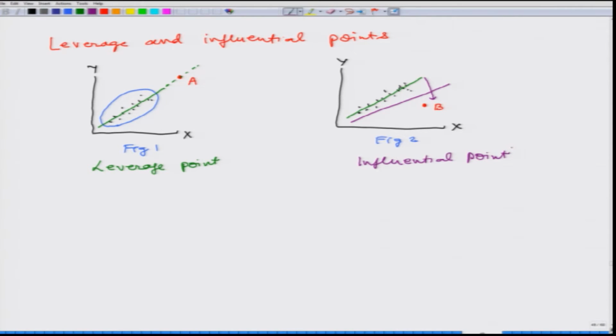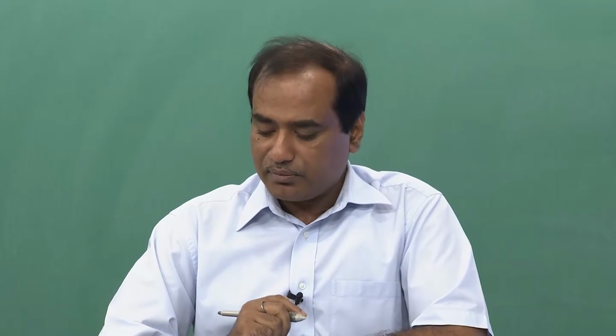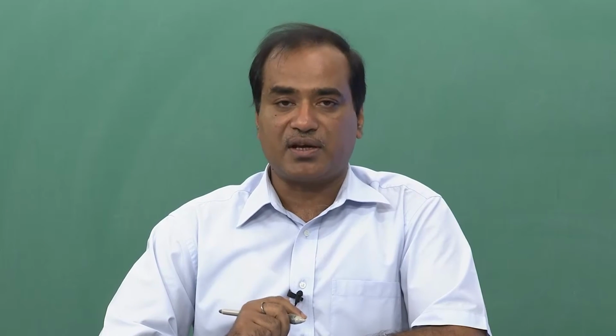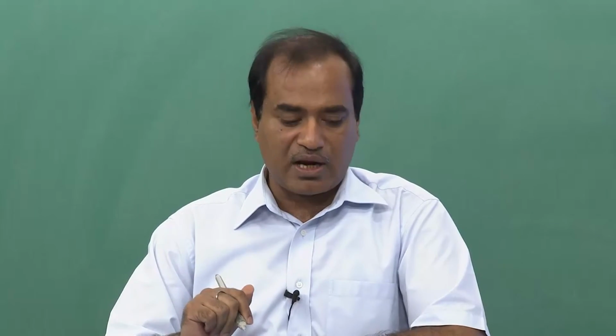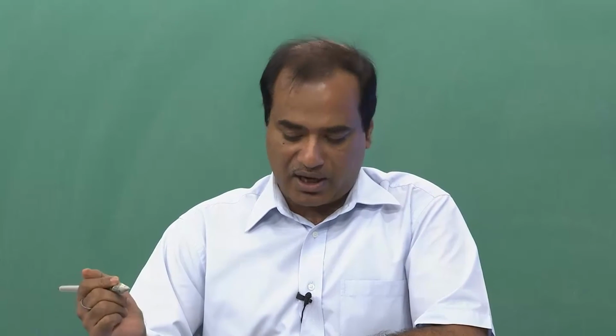So, one can see that if a point is a leverage point, then the fitted regression line is not going to be changed, and possibly based on that other model properties are not much changed. Whereas, in case we have an influential point, then the regression line is going to be changed, and that is attracted towards the influential point or towards the direction in which the influential point is lying.